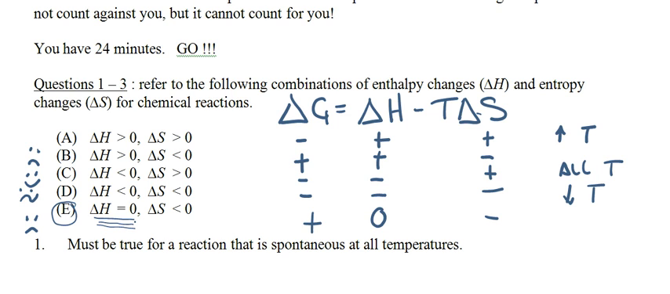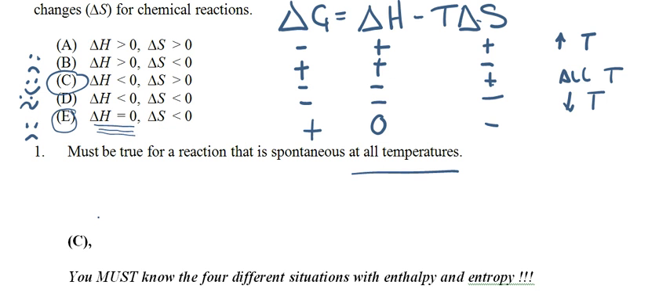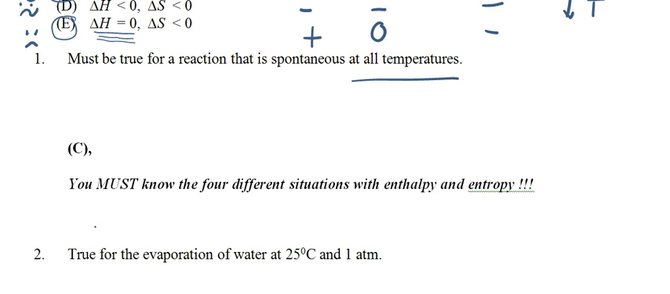All right, well, let's get to the questions. Number 1, must be true for a reaction that is spontaneous at all temperatures. We answered that one: delta H is negative, delta S is positive, so I believe that was C. So number 1 should be C. And it is. And I said no for all the other situations, and we just talked about that.